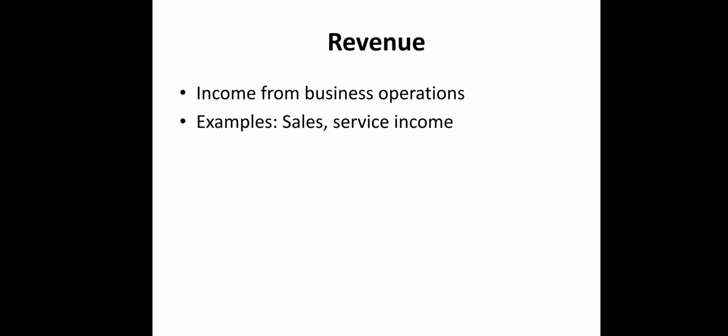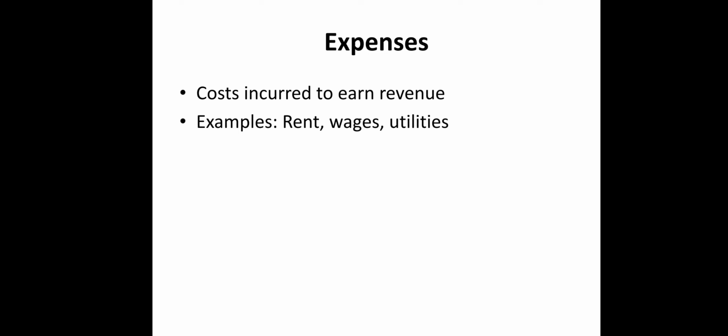Now the revenue. It is the money earned from business operations like selling cakes, providing a service, or earning interest. For example, a bakery earns revenue by selling pastries. A tutor earns revenue from teaching sessions. This is often referred to as the top line of the income statement. Examples also could include sales and service income.